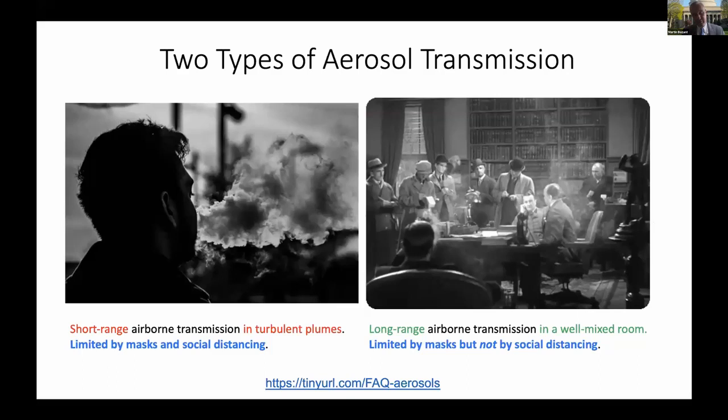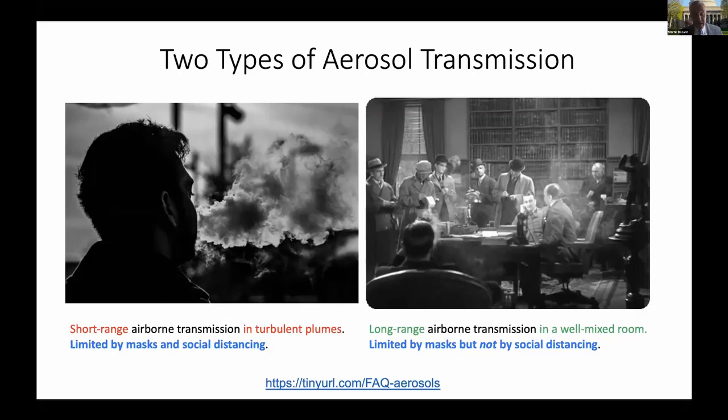But as this picture of smoking shows, and this is from a nice website of Jose Jimenez and collaborators, you can think of really two types of transmission. There's the long range transmission we've been talking about, which is kind of like secondhand smoke. That's just in a well-mixed room. If you're there for long periods of time, you're exposed to the background of the particles essentially that don't sediment. And there, social distancing is not very important, and time and occupancy become much more important.